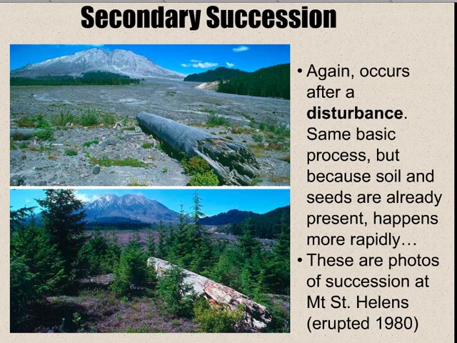These are photos of succession at Mount St. Helens, which erupted in 1980. The mountain blew ash all over the environment, but it didn't cover the seeds completely. It didn't wipe away all the soil. So it didn't take long for the trees that had originally been present to return to their original locations. That's it.